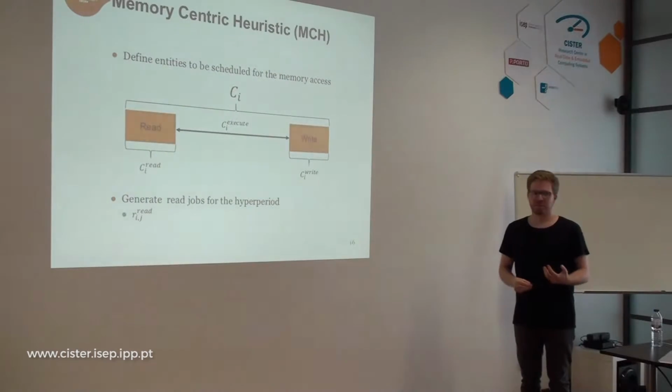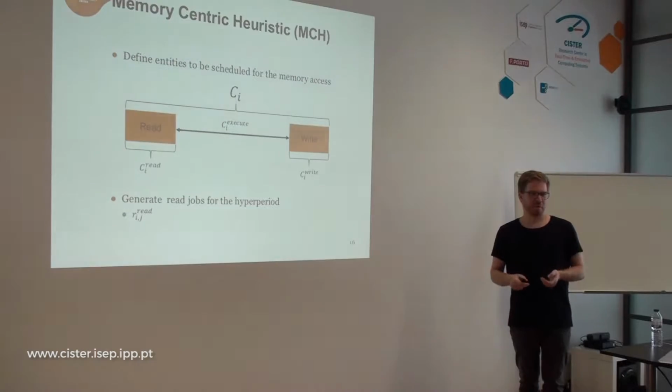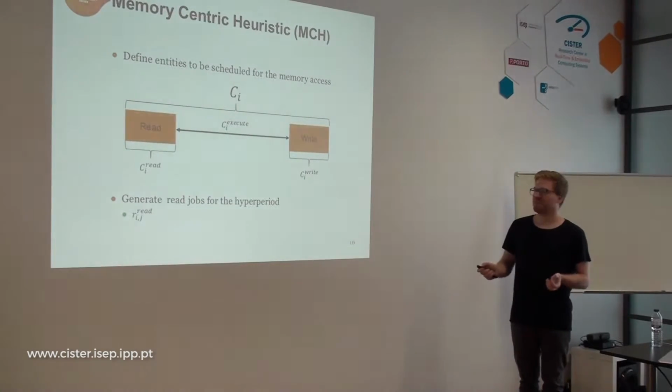Then at the beginning of the heuristic, we generate all the read jobs which must be executed during the hyperperiod. This we can do because we know once the runnable instance is released, the read job is released implicitly. We don't add the write jobs because we don't know when to schedule the write jobs at this point.